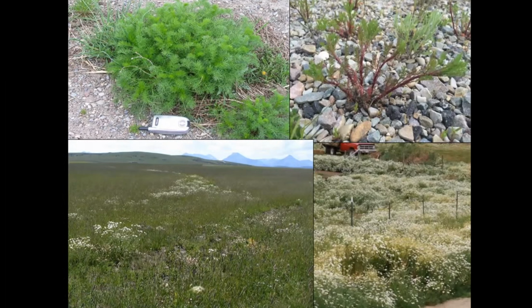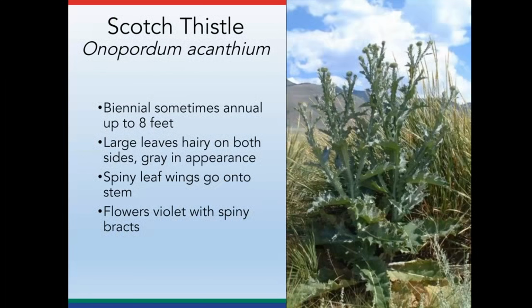Now we'll go on to Scotch thistle, which those of you that have dealt with Scotch thistle know, it's one of the thistles that we deal with. It's really, in my area, the only thistle we deal with that's gray or frosty in color. It is a biennial, sometimes an annual in good moisture conditions, and it can get really big and really thick, up to 8 feet tall. It has large leaves that are hairy on both sides of the surface, which gives it that gray appearance.